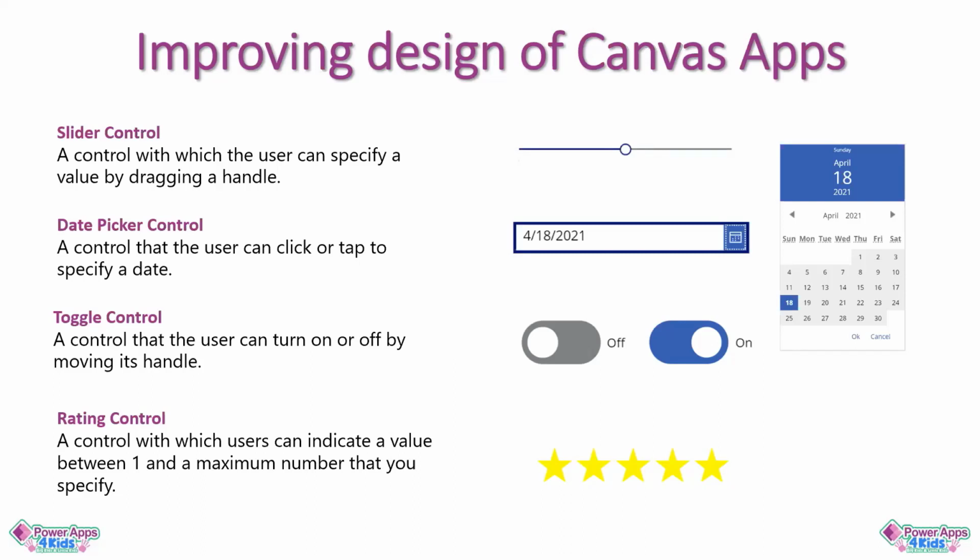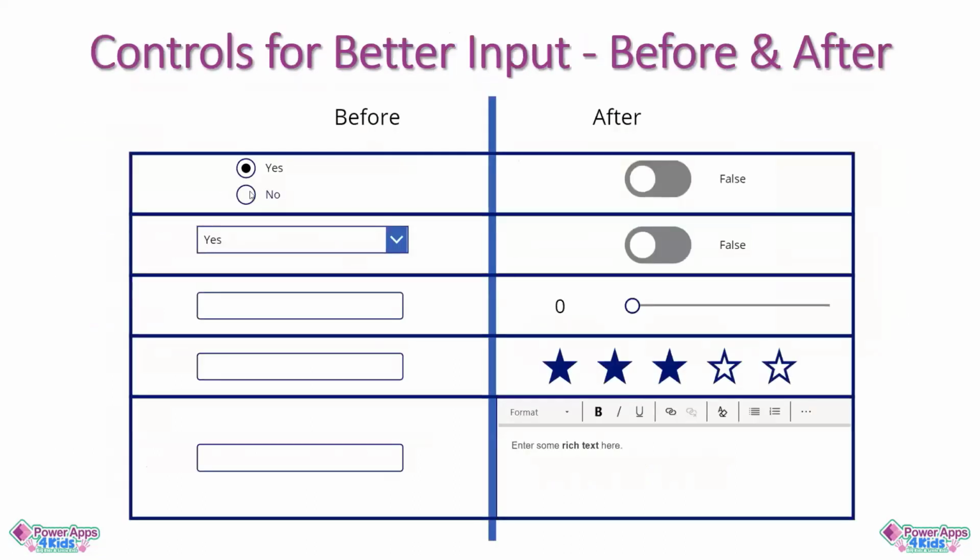It's a smarter version of writing how many stars or rating something has. It also looks more professional, given that most people use it to rate how good something is. Now let's see some old and new controls. A toggle replaces both a drop-down and a radio button because both are old ways of selecting a certain thing.